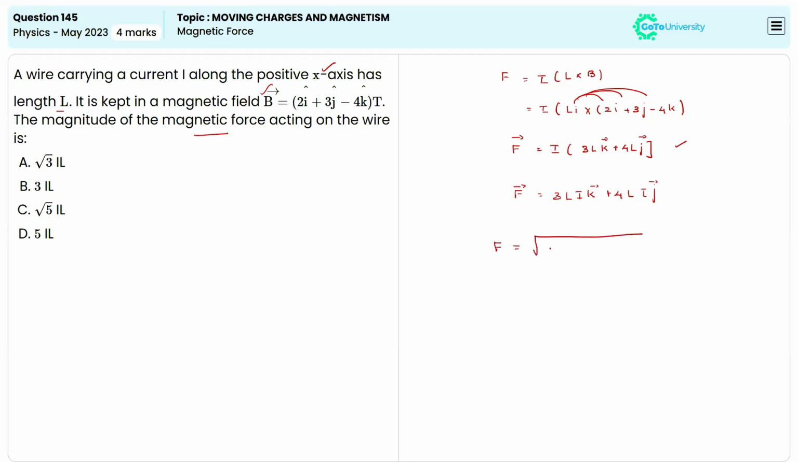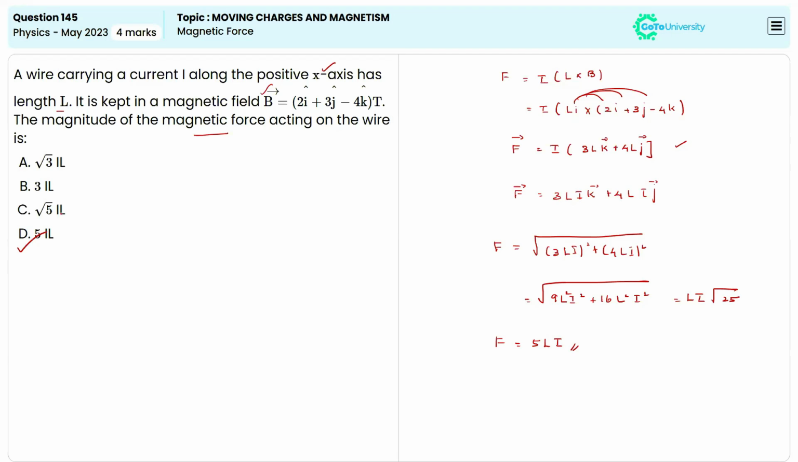Now we can calculate the magnitude of the force, which will be the root of the sum of the squares: root of (3LI) squared plus (4LI) squared. This can be written as root of 9L squared I squared plus 16L squared I squared. When we simplify, it will be LI root 25. So the force will be equal to 5LI, right? So the correct answer here will be option D.